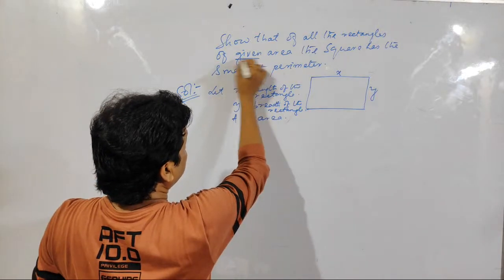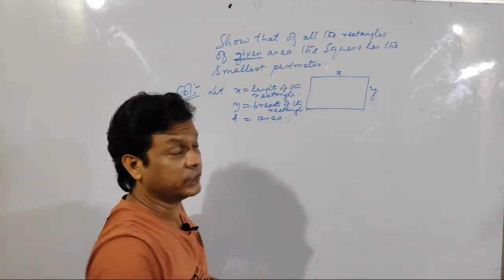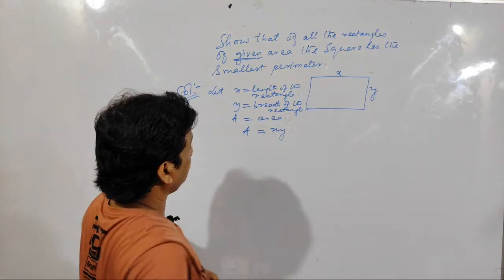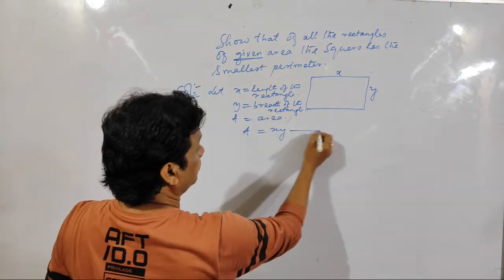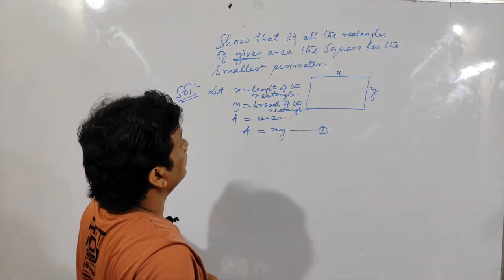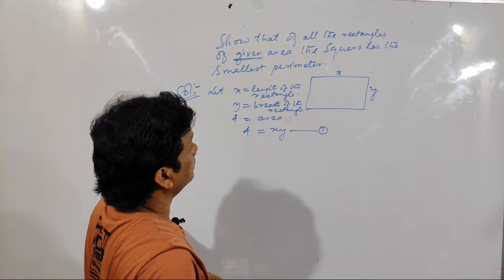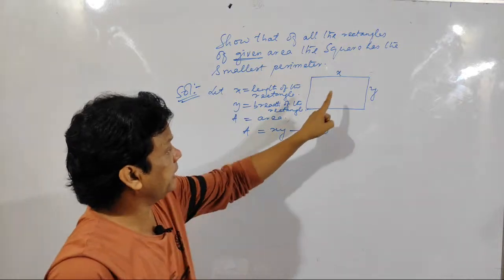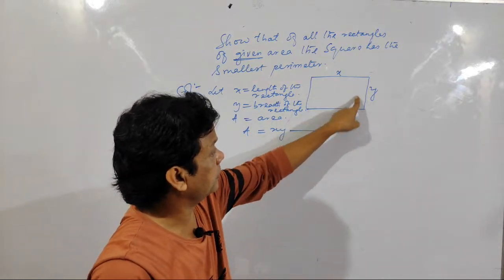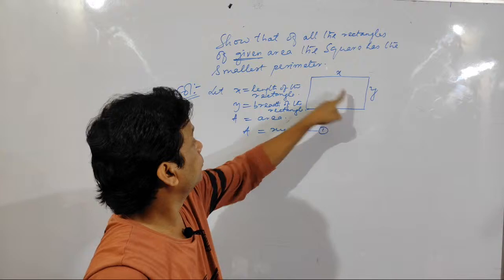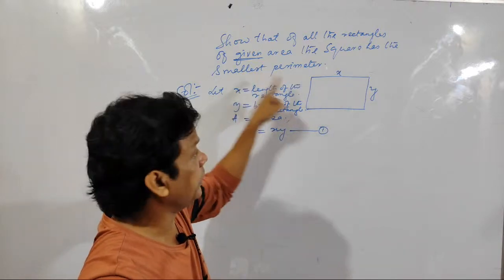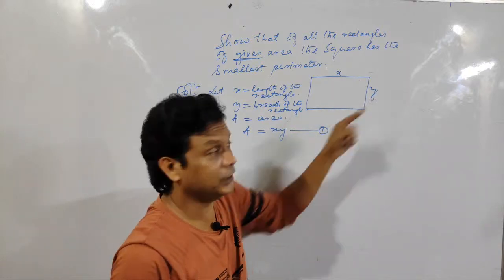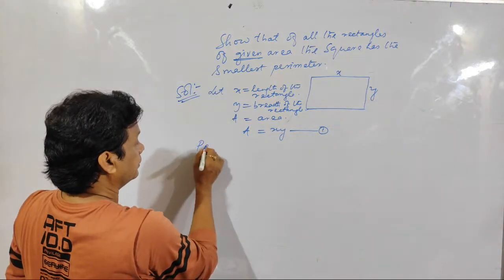It is given that the area is given. That means area is constant. So A is equal to x into y. Clear? This is equation 1. And it is given that the square has the smallest perimeter. That means the perimeter of this rectangle will be smallest if it becomes a square. That means if x is equal to y. Clear?